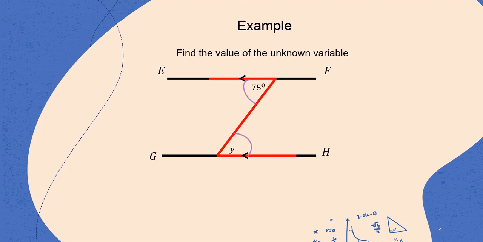So that tells us 75 degrees is equal to Y. And when we write our answer, Y is equal to 75 degrees because it is alternate angles, and we know this because EF is parallel to GH.